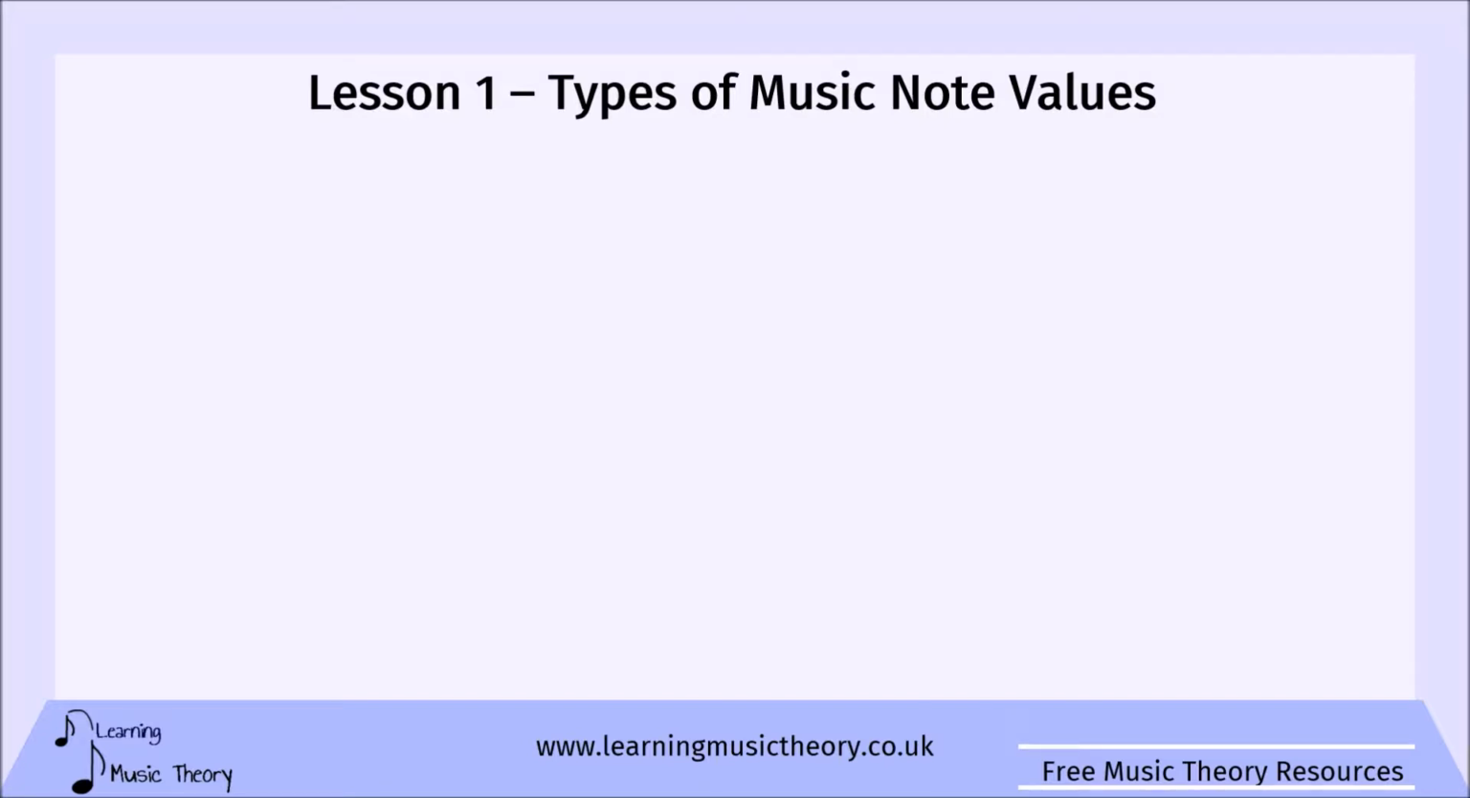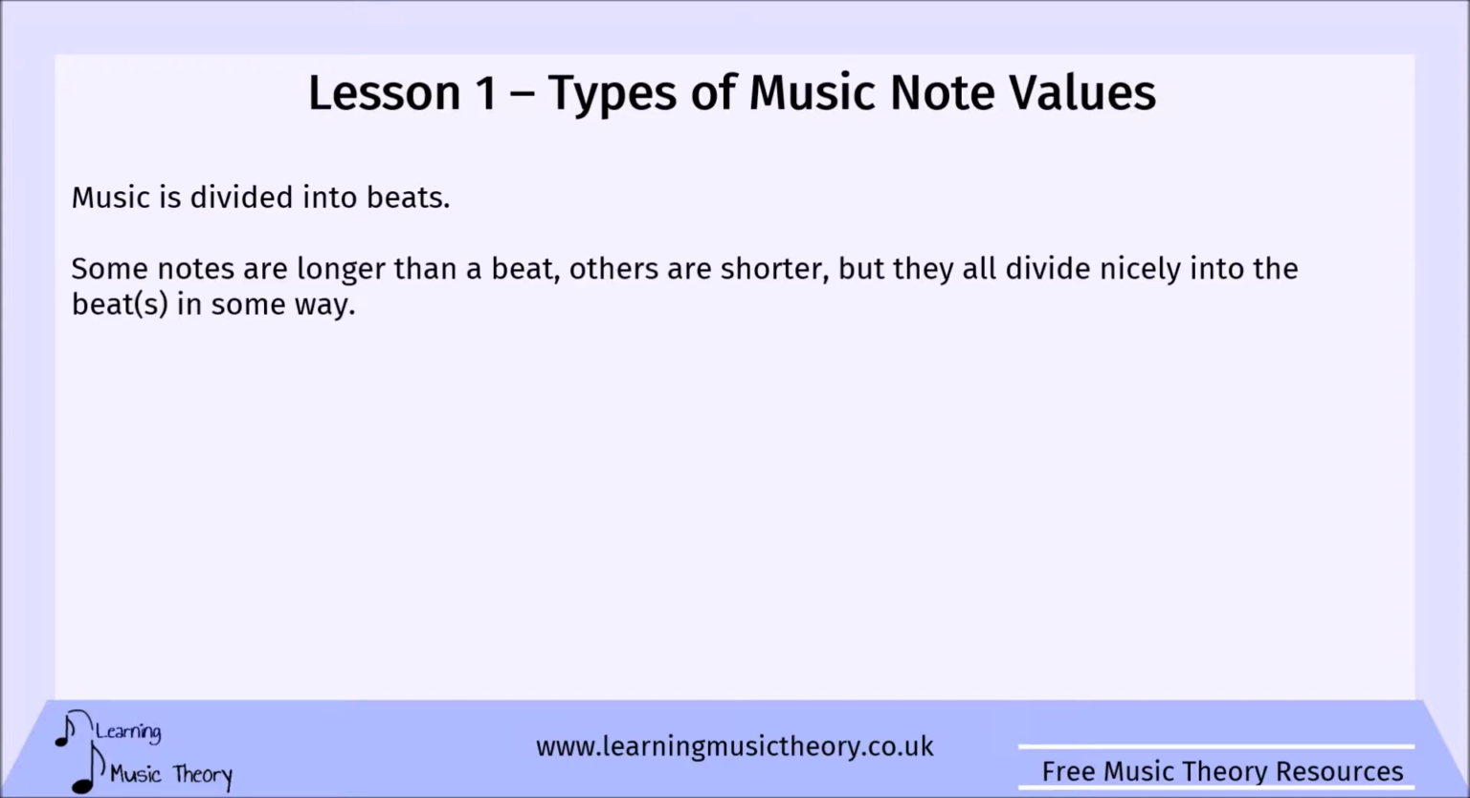Now we're going to start off by looking at the different types of music note values. To start with, as you've probably noticed by listening to music in the past, music is divided into beats and it has a pulse. All music notes are related to a beat in the music. Some notes will last longer than a beat, others are shorter than a beat, but they will all divide nicely into one or more beats in some way or another.